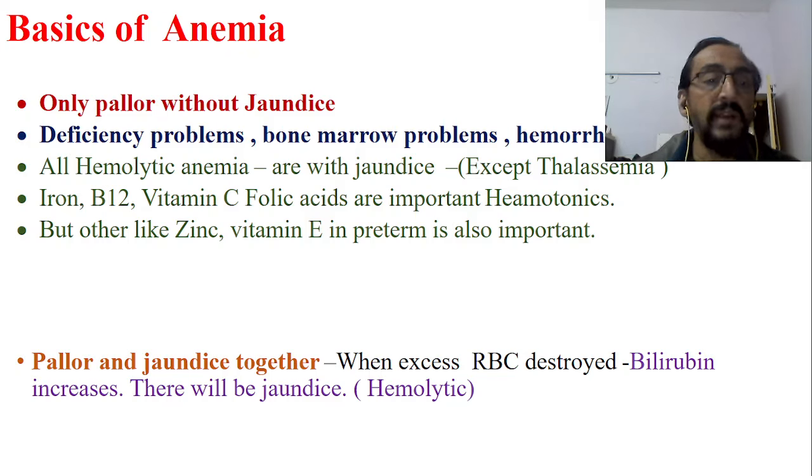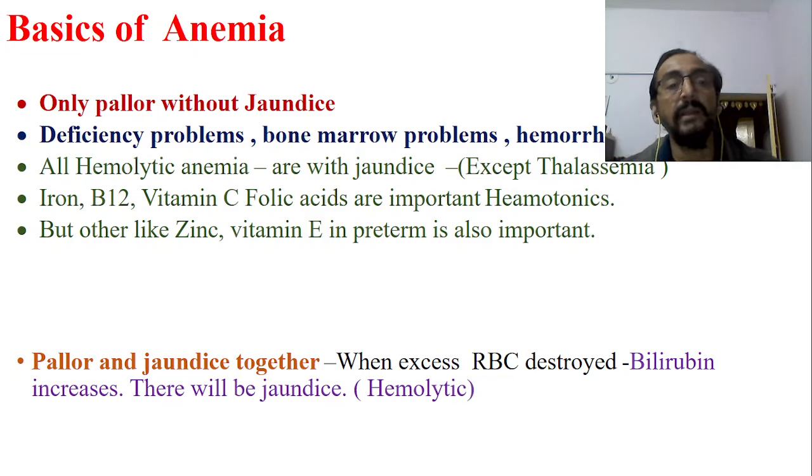Now, iron, B12, vitamin C and folic acid, as we know, are the important hematonics. These are required for the formation of the RBC. Apart from these, other substances like zinc and vitamin E are also important, especially in preterm babies. These are the conditions in which we get pallor without jaundice.